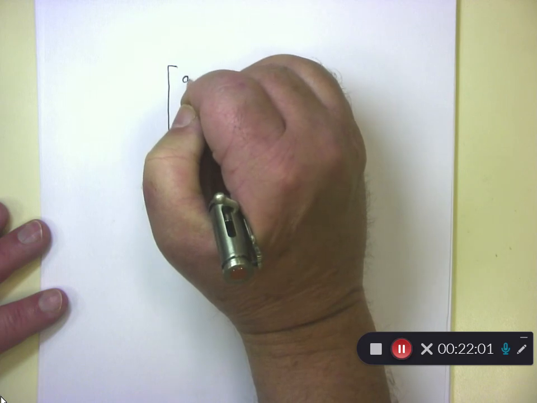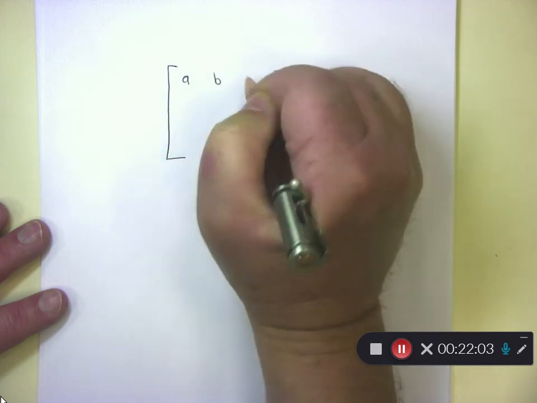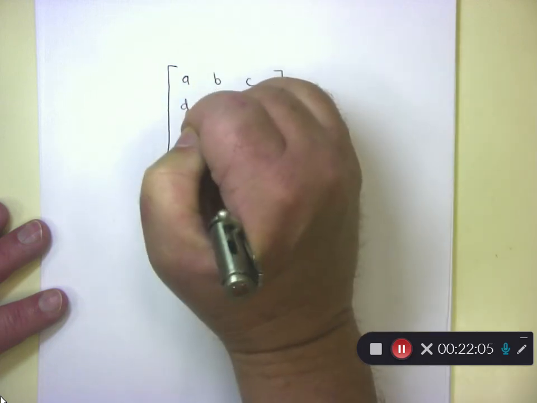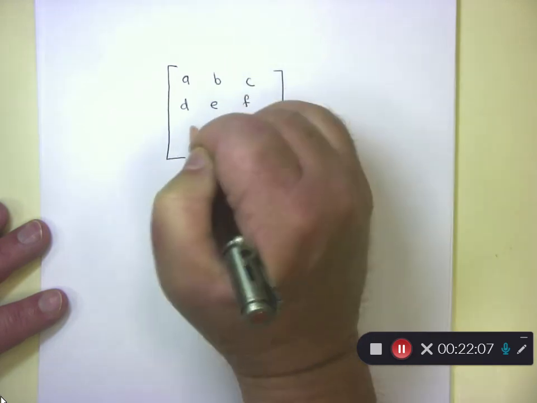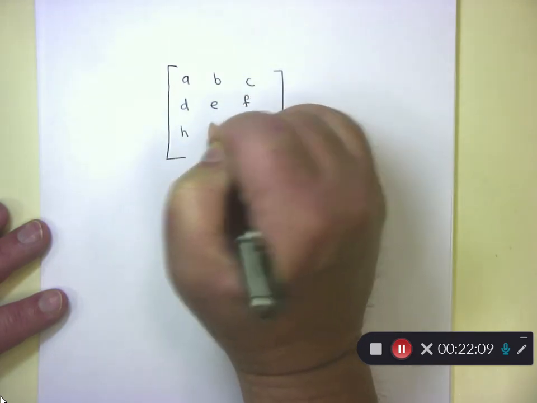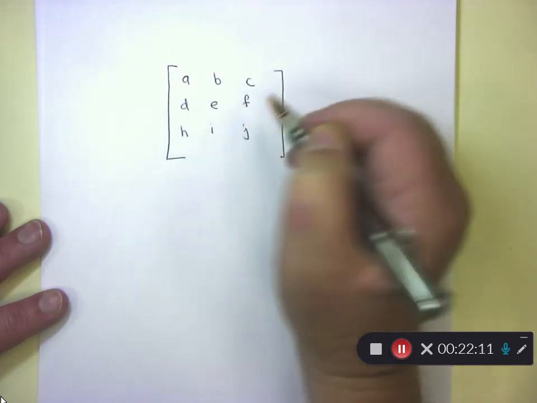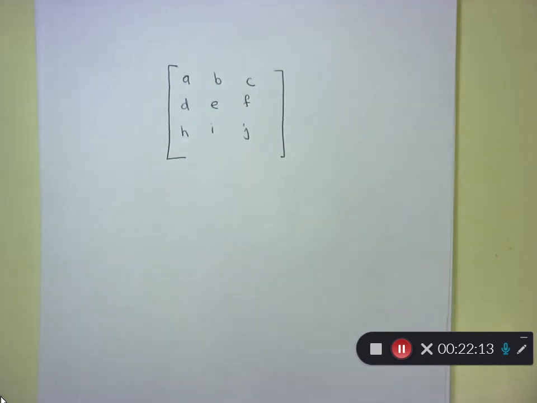It is, let's see here, A, B, C, D, E, F, H, I, J. I guess I left off the G, but who cares? There's my letters, just trying to represent a matrix here.